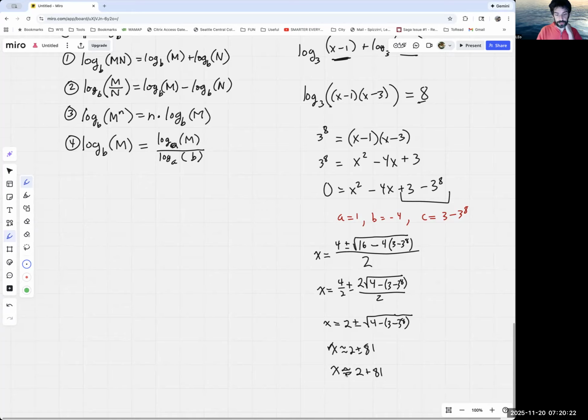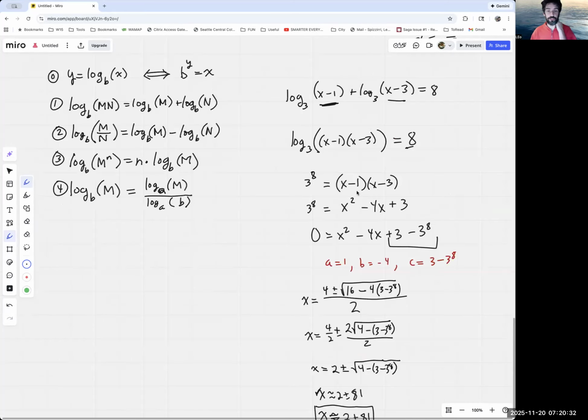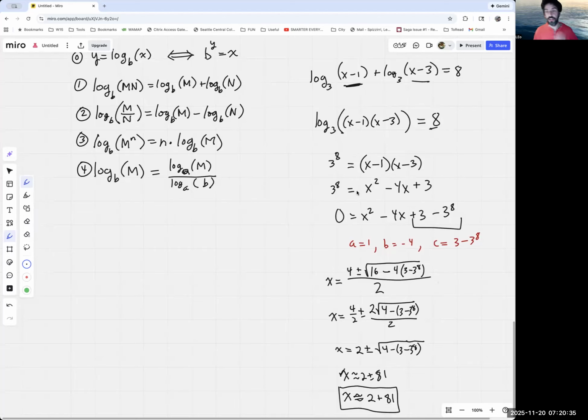This should be approximately, right? That's the only solution that actually works for us. And this happens sometimes. There's nothing wrong with that, right? We get two possible solutions to this equation, but one of them doesn't work for our original function, so we have to toss that one out and stick with the one that's left. Okay, let's do two more and we'll call it good.